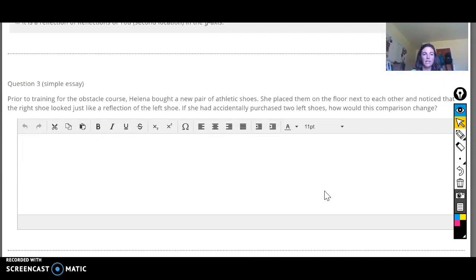Prior to training for the obstacle course, Helena bought a new pair of athletic shoes. She placed them on the floor next to each other and noticed that the right shoe looked just like a reflection of the left shoe. If she'd accidentally purchased 2 left shoes, how would this comparison change? So if she had bought 2 left shoes, and then I'm going to try and draw a shoe here, it'll be like a shoe print, right? Let me try that one more time. So that's like our left shoe print, okay? And then if she had bought 2 left shoes, they would have looked like that. They would have had that indent there on the right, okay?